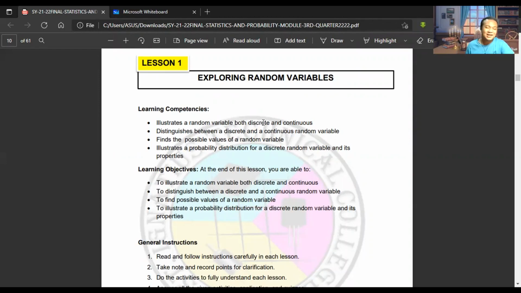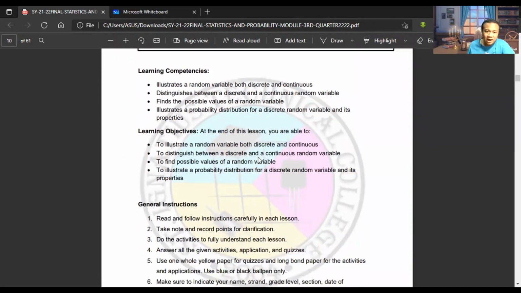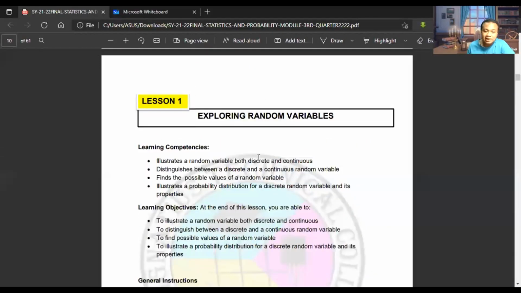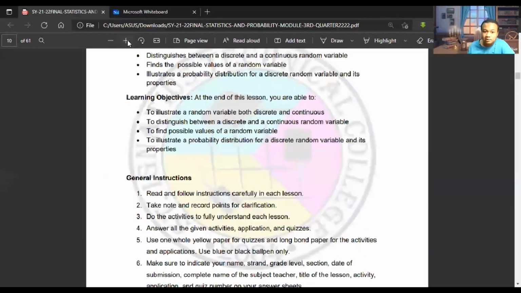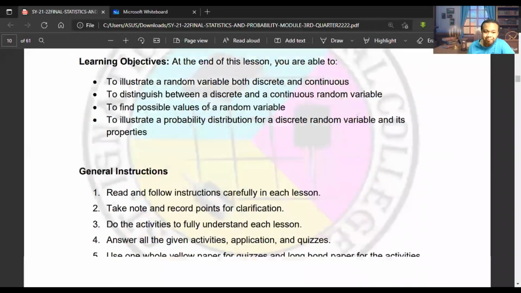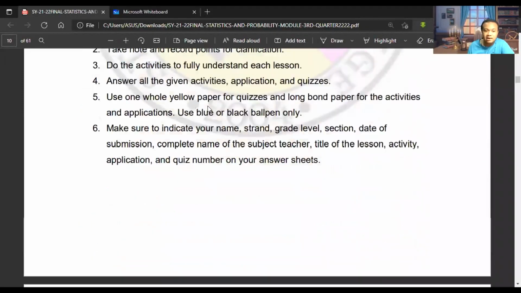Our learning objectives: in the first lesson, we will discuss 2 lessons today. Lesson 1, exploring the random variables. We are to illustrate random variables, both discrete and continuous, distinguish between discrete and continuous random variables, find possible values of a random variable, and illustrate a probability distribution and its properties. Let's zoom in.